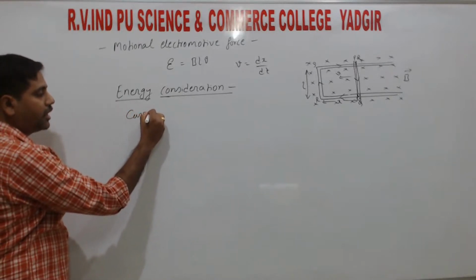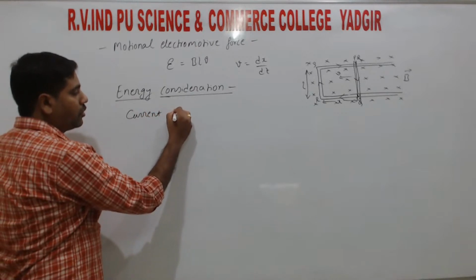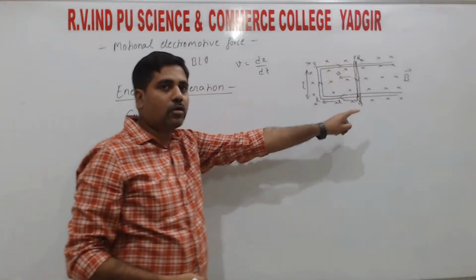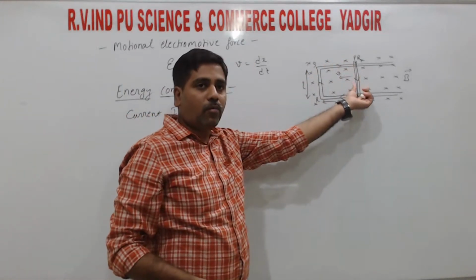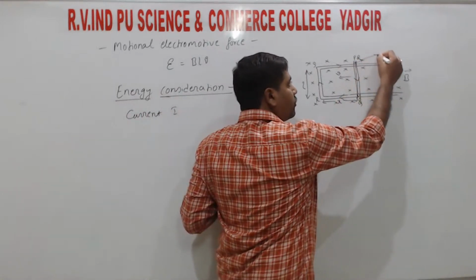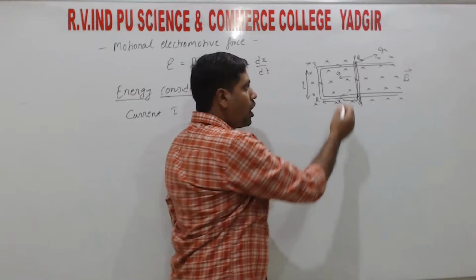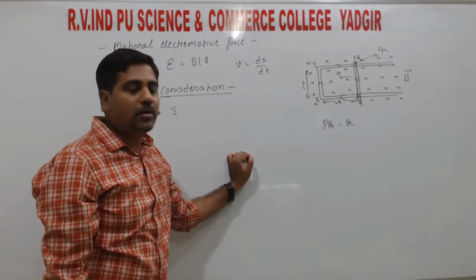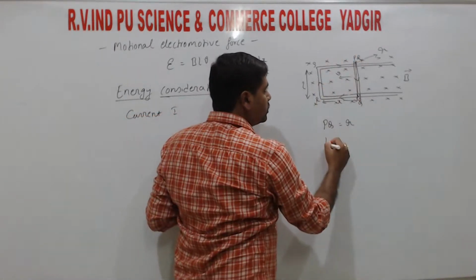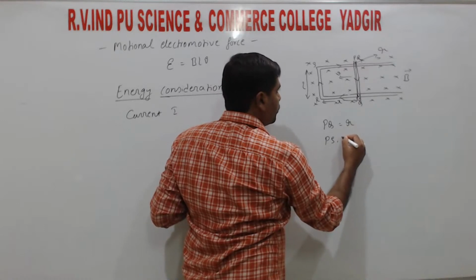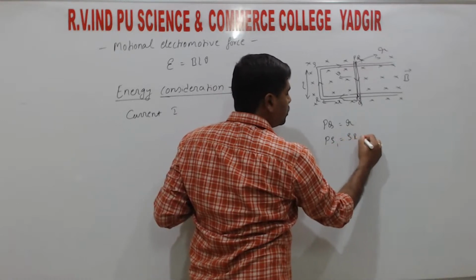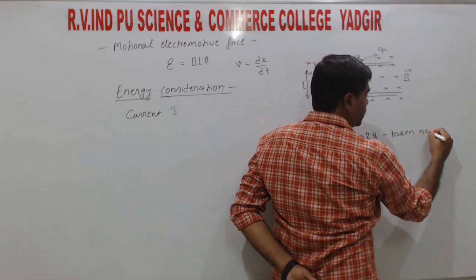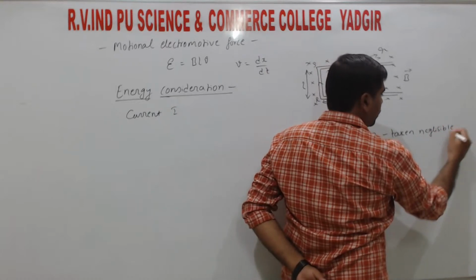So the current in the conductor, directly I will write current. In which conductor? That is the conductor PQ. The conductor in which current flows is PQ. Here one more consideration we have taken: the resistance of the conductor is R. So PQ has a resistance, which we are considering as R. The remaining arms, that is PS equals SR equals RQ, are taken to have negligible resistance.